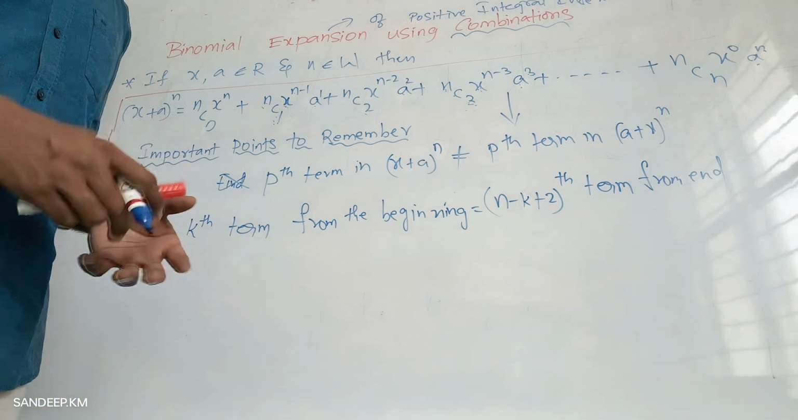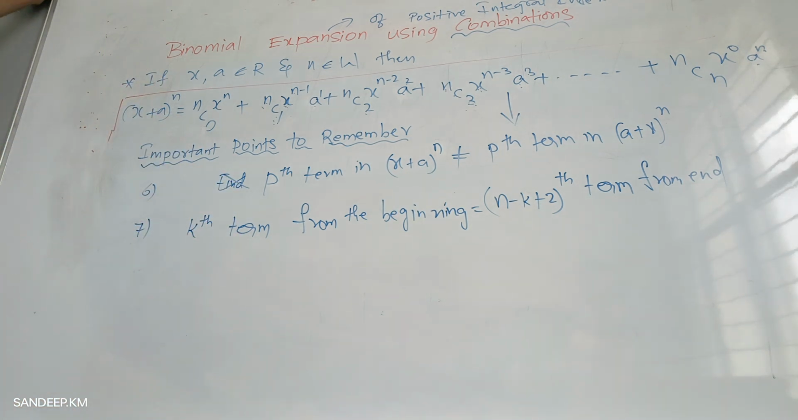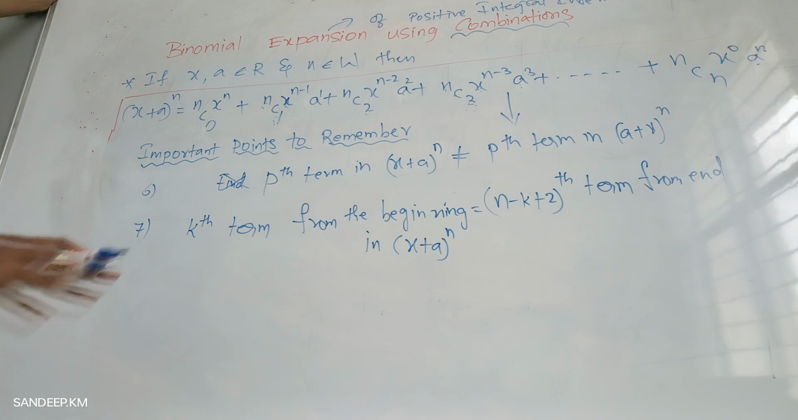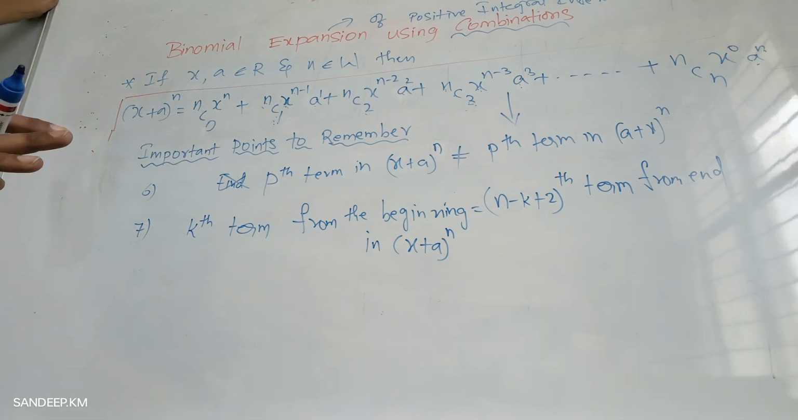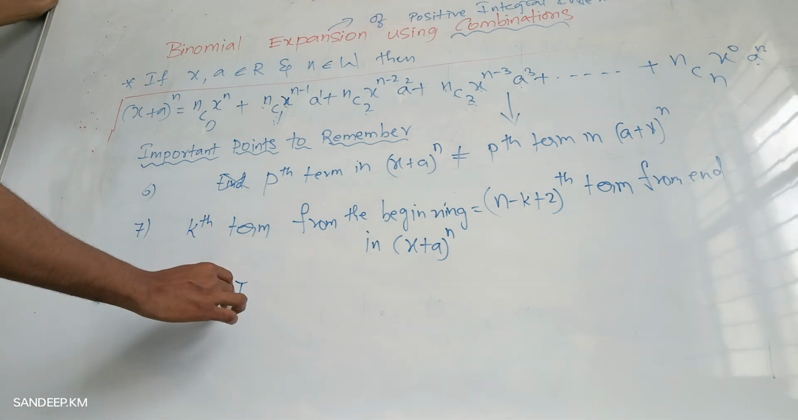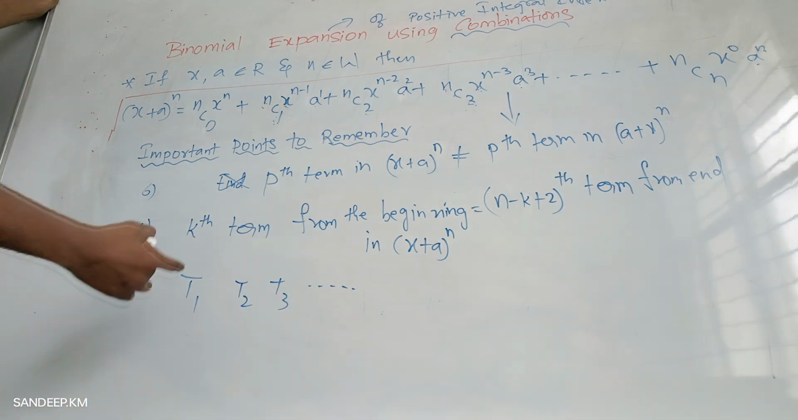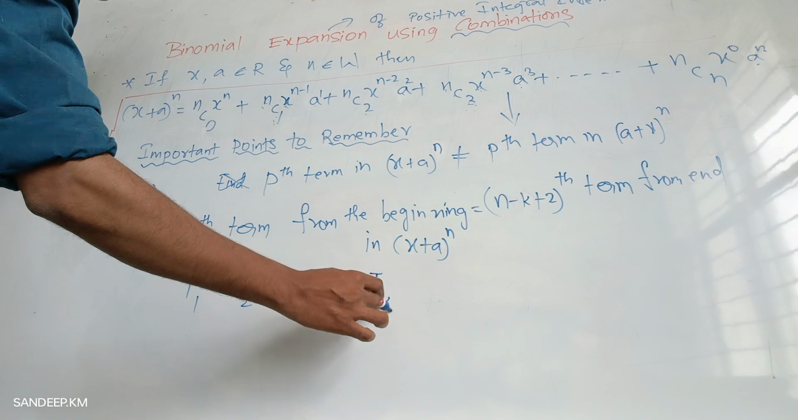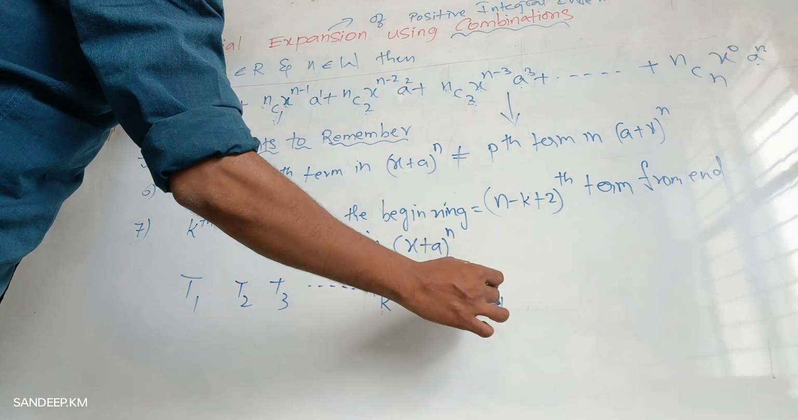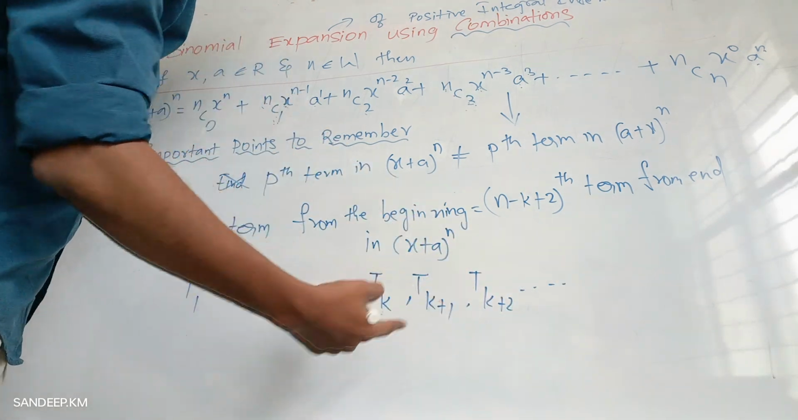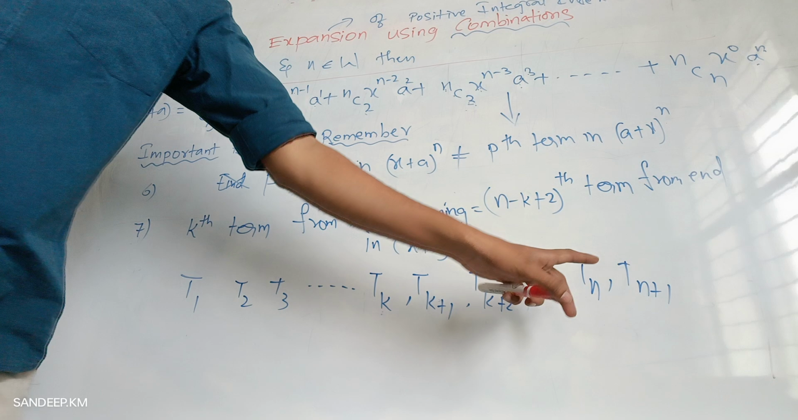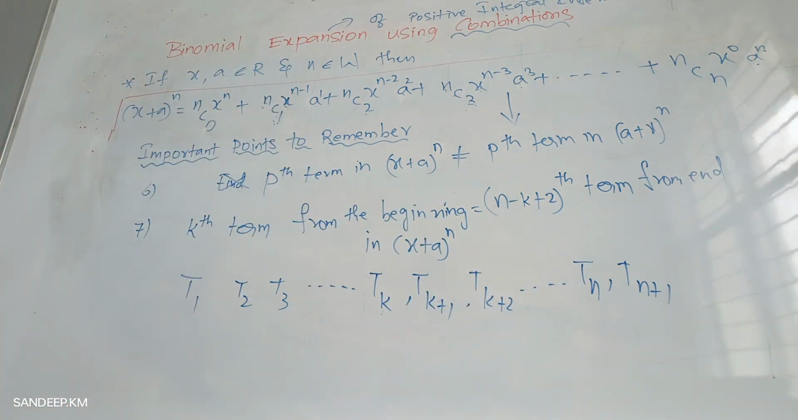So how to prove this? It's very simple. See, in the expansion of (x + a)^n, how many terms are there in total? n + 1 terms are there. What are the n + 1 terms? T1, T2, T3 and so on. Somewhere we have the kth term. The kth term is Tk, then Tk+1, Tk+2 and so on. Total number of terms is n + 1, correct or not? Tn, Tn+1. Starting from the first term to the (n + 1)th term, there are n + 1 terms.